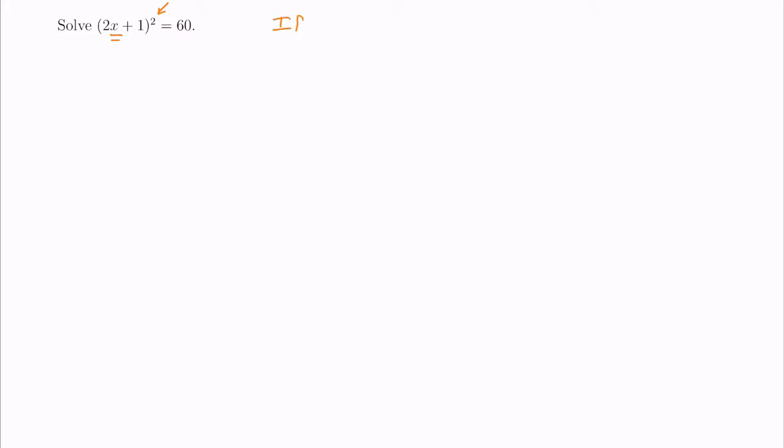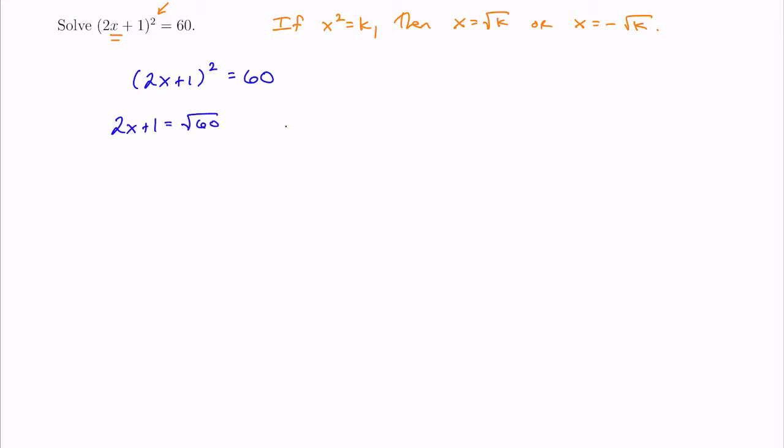The square root property says, if x squared equals k, then x either equals the square root of k or the negative square root of k. Applying that to the equation (2x + 1) squared equals 60, I recognize that what is inside the square will be set equal to positive or negative square root of 60. So we'll move from the equation (2x + 1) squared equals 60 to either 2x + 1 equals root 60 or 2x + 1 equals negative root 60.